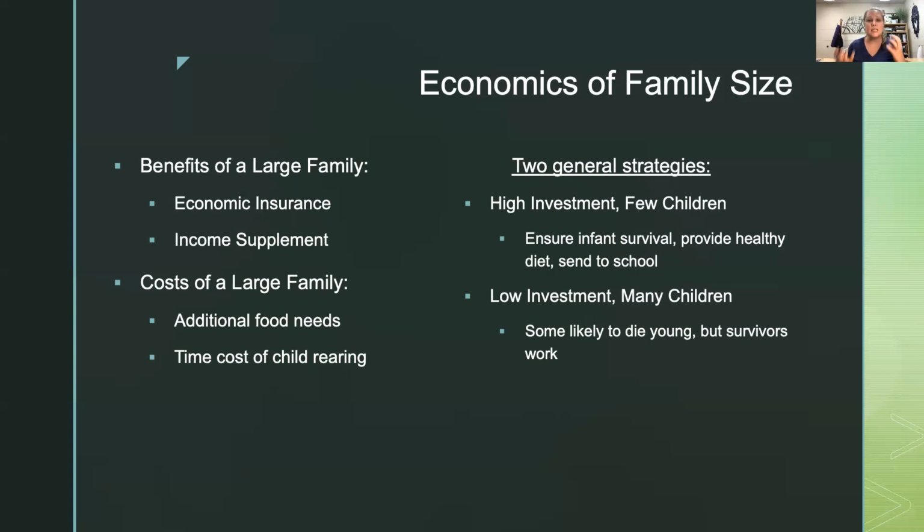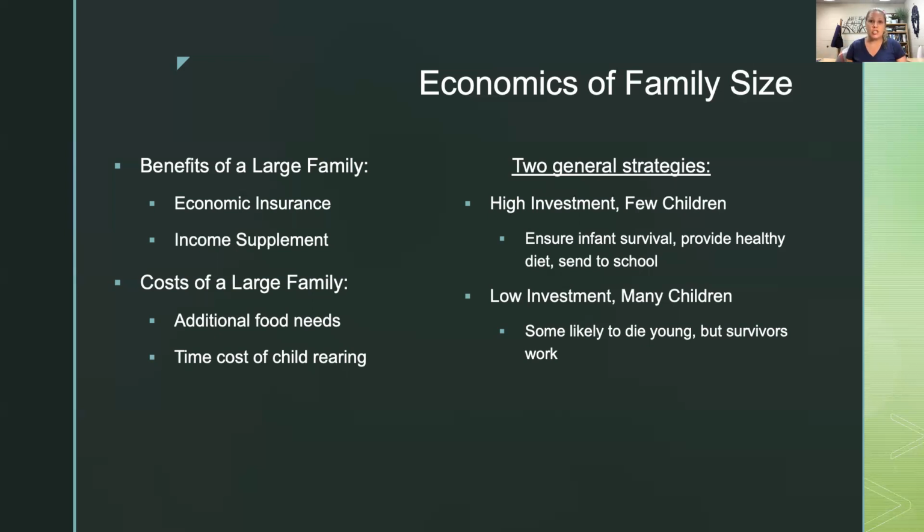So taking into account these costs and benefits, there tend to be two primary strategies around family size. The first strategy would be have very few children and invest heavily in each one. So put in a lot of time, money, and other resources to ensuring their survival into adulthood, providing a very healthy diet, sending them to school, making sure they're educated. All of these things require a great number of resources. And so it's easier to split those resources among fewer children than among many. So one strategy is high investment across few children.